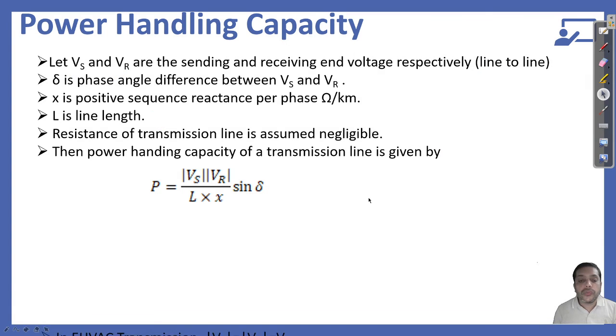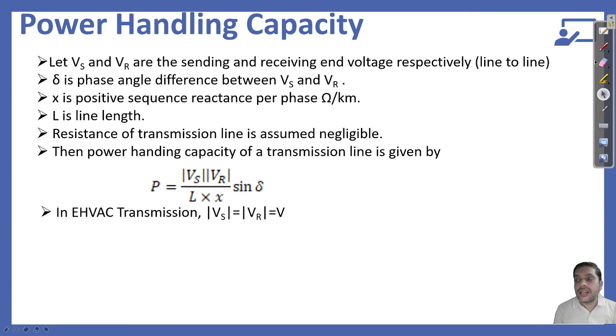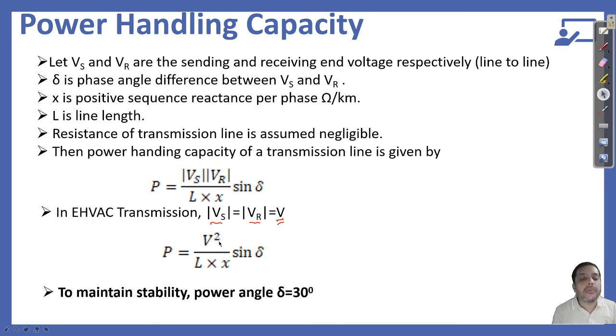Next, in an EHV AC transmission line, generally the magnitude of the receiving end voltage and the sending end voltage are the same, because we are using tap changing transformers in between, so the magnitudes of Vs and Vr remain the same. Let us consider it equal to V. Then the above formula can be modified, with Vs and Vr equal, to V squared upon X L into sine delta.